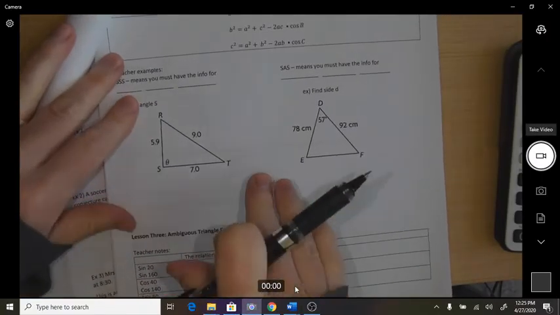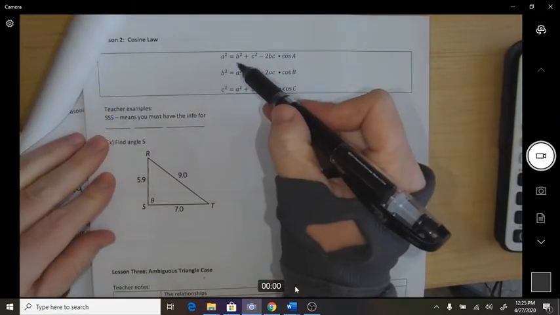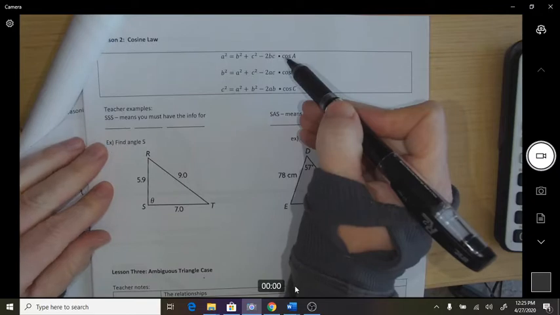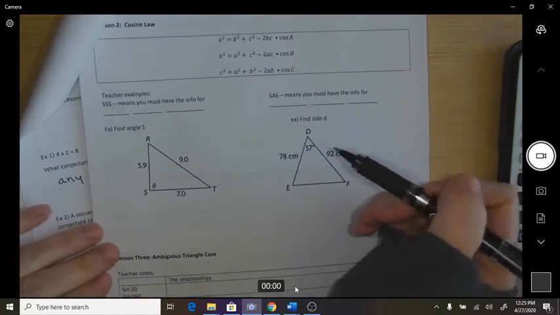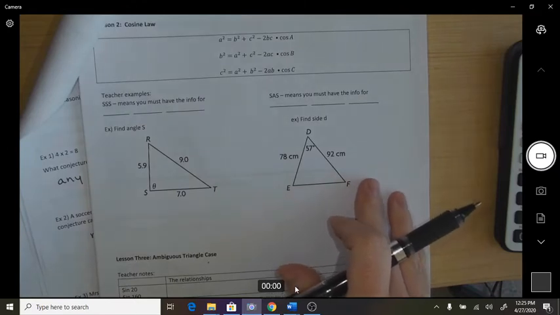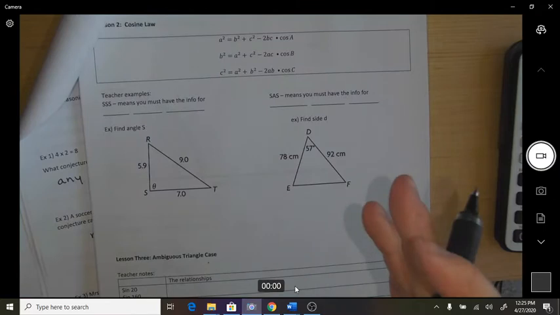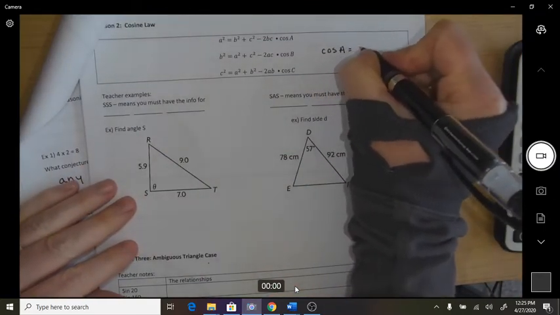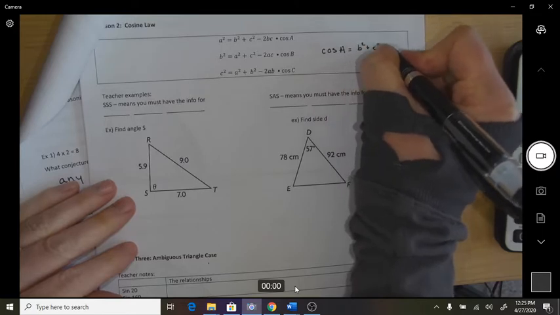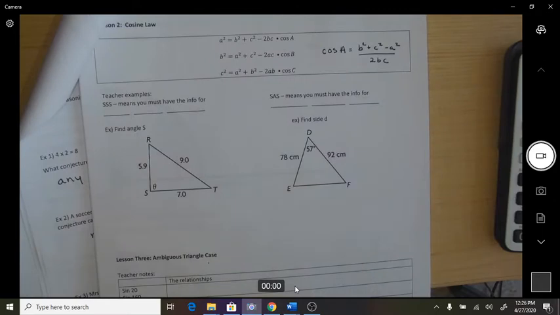Okay, trigonometry lesson 2 is cosine law. So the formula, if you're finding a side, and then you have a formula for finding an angle, and I didn't write it in here for you, so let me get that to you. Cos of A equals B squared plus C squared minus A squared over 2BC.